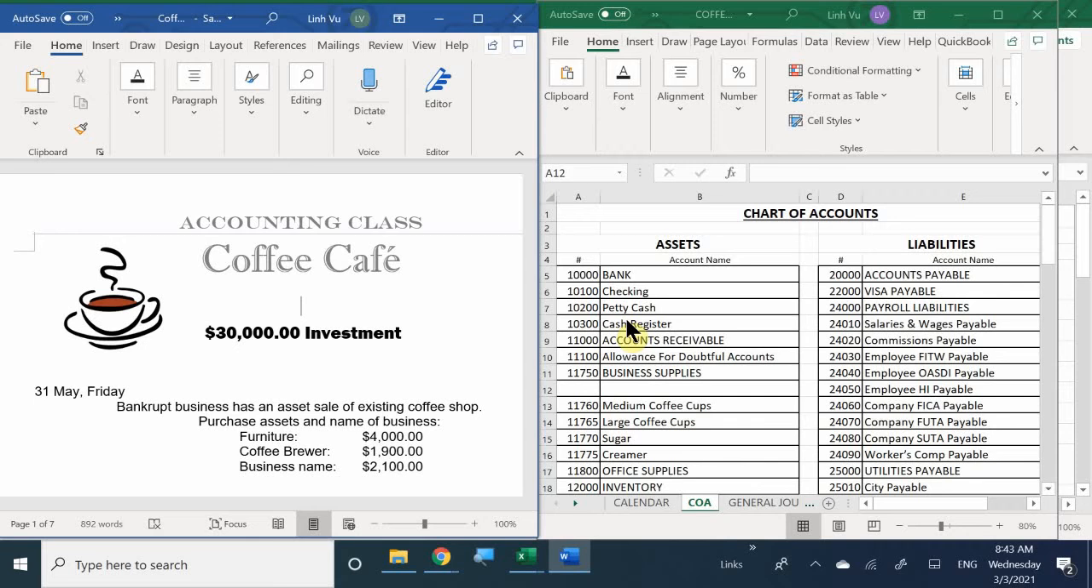Once we reach the very end of our case, that's when I'm going to introduce you to the remaining steps, 6, 7, 8, 9, and 10, of the accounting cycle. So with that being said, let's go ahead and take a look at our scenario.